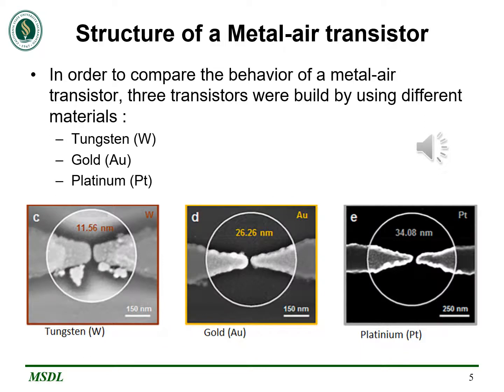So, as I was saying, in this presentation we're going to compare the behavior of metal air transistors using three different materials, that is tungsten, gold, and platinum.